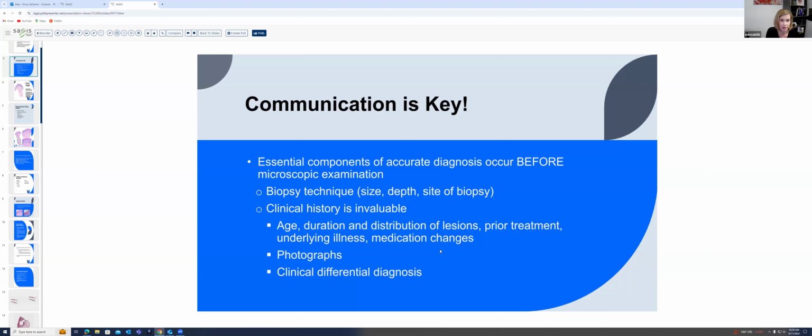Clinical history is extremely important. This includes the age of the patient, the duration and distribution of lesions, any prior treatment that the patient may have had, underlying illnesses, and medications, including recent medication changes or new medications. Clinical photographs are extremely helpful for your dermatopathologist. So if you have access and the ability to take clinical photos of inflammatory processes, that is always very welcome and can provide us with some really important information. And always provide a clinical differential diagnosis on the requisition.